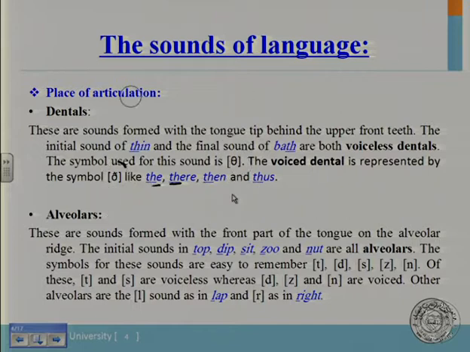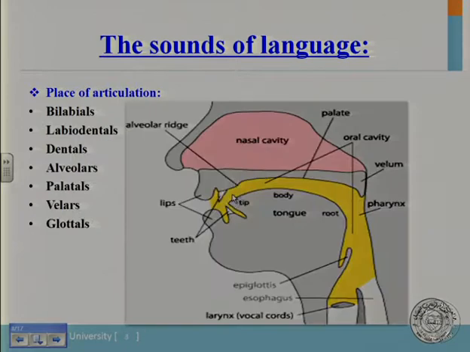Now, when we move to the next, alveolar. These sounds are formed with the front part of the tongue on the alveolar ridge. Let us see the front part of the tongue and the alveolar ridge. This is the front part of the tongue, and this is the alveolar ridge, the area directly behind the upper front teeth.